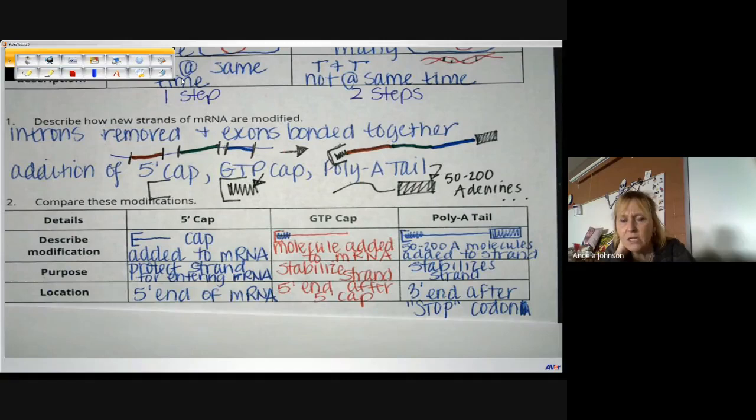The poly A tail is at the 3' end after the stop codon. And we're going to learn about codons and how they are 3-letter codes that tell for stopping and starting.